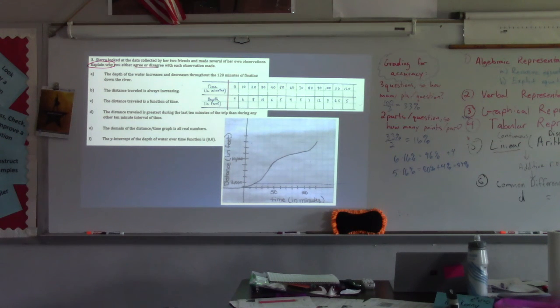The quiz will cover the linear and exponential functions and equations and tables and graphs. And it's going to cover these features of functions.